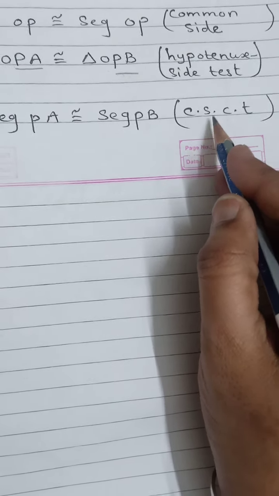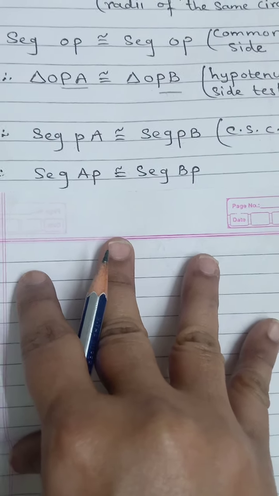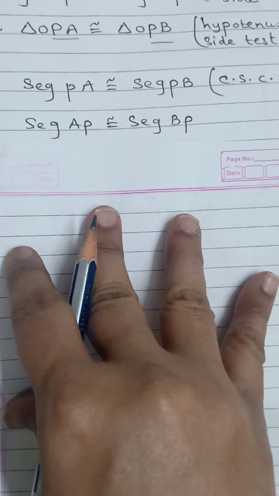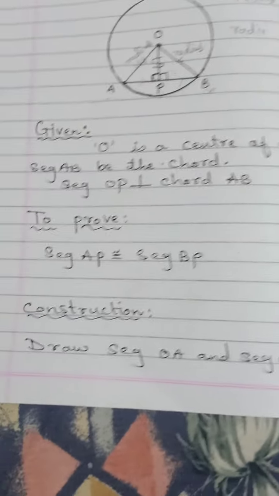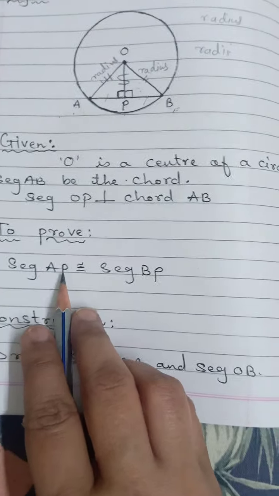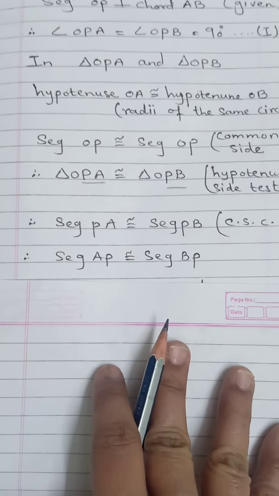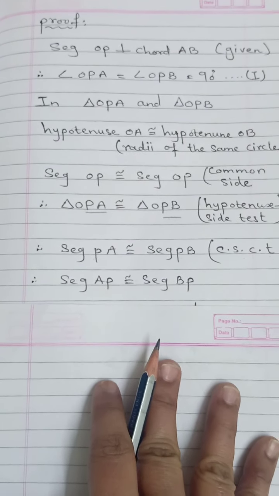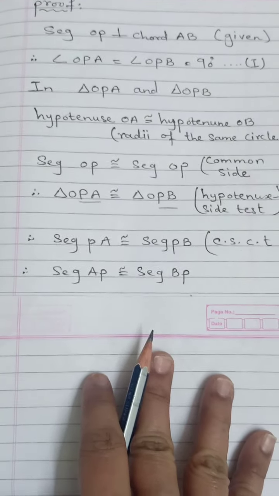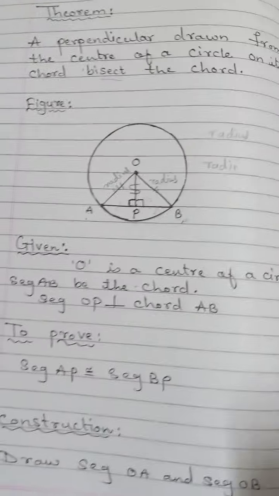Now this PA we can write AP and this PB we can write BP. So segment AP is congruent to segment BP. Now see what we have to prove. Same thing, segment AP is congruent to segment BP. We have got the same thing here. So whatever we wanted to prove, we have already proved. So at last we can write hence proved. In this way we have completed our theorem.